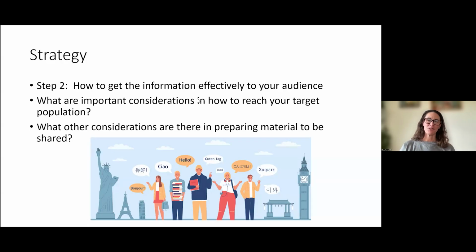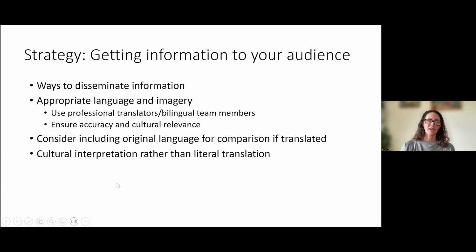So strategy 2. Now you say, okay, a big focus of my efforts is on our Spanish-speaking population, especially in our West Valley area. But how do I get that information to my audience? I can sit there and think all day about what I want to say and why I think that's important. But how do I make sure it's relevant? What are important considerations on how to reach our target population and how to prepare that material to be shared? So next slide, please.